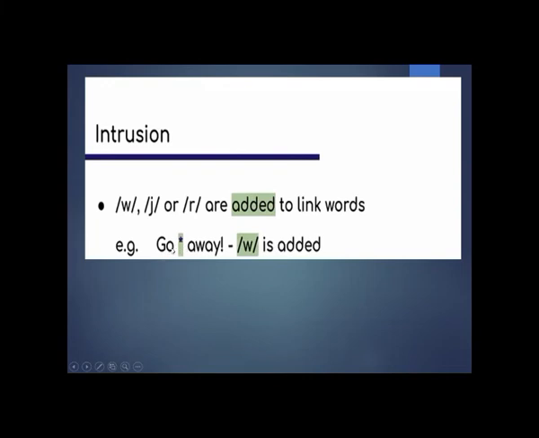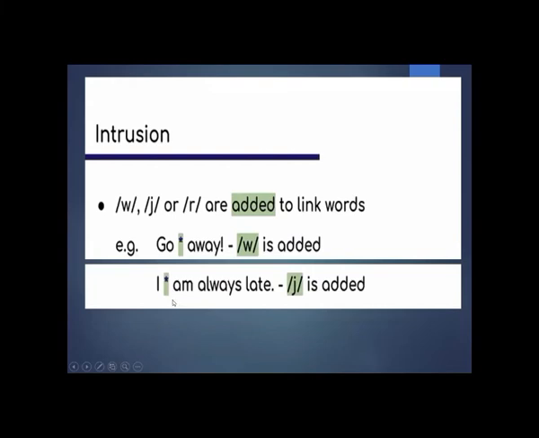Elision is between two consonants. Intrusion is between two vowels. So the word here ends with o, go, and it is followed by a vowel. So we can add here a wah sound. So we can say it go-w-away, go-w-away. Another example.